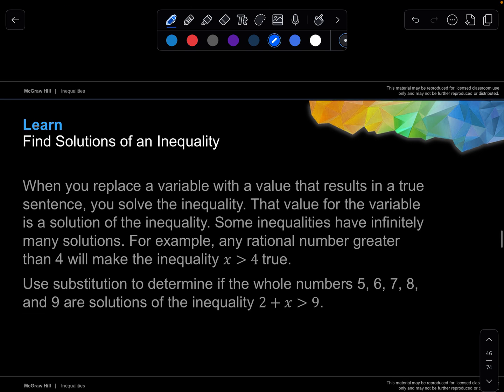Now, we looked at infinite solutions. Now we're going to look at a finite set for which we want to check if they're solutions. So when you replace a variable with a value which results in a true sentence, the value for the variable is a solution of the inequality. Some inequalities can have infinitely many solutions. For example, any rational number greater than 4 will make the inequality x greater than 4 true. So we're going to use substitution to determine if the whole numbers 5, 6, 7, 8, and 9 are solutions for the inequality 2 plus x greater than 9.